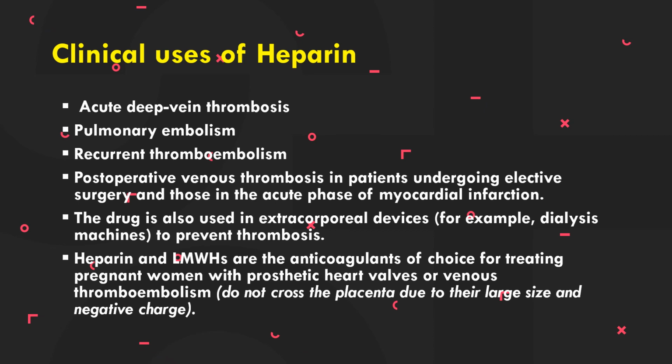So clinical uses of heparin. So let's have a quick view over the clinical uses. Then we will compile the uses of these anticoagulants when we will do warfarin as well. So it is used in acute deep venous thrombosis, pulmonary embolism, recurrent thromboembolism and post-operative venous thrombosis. ठीक है, after undergoing surgery and acute phase of MI. This is also used in extracorporeal devices, for example dialysis में, to prevent thrombosis.